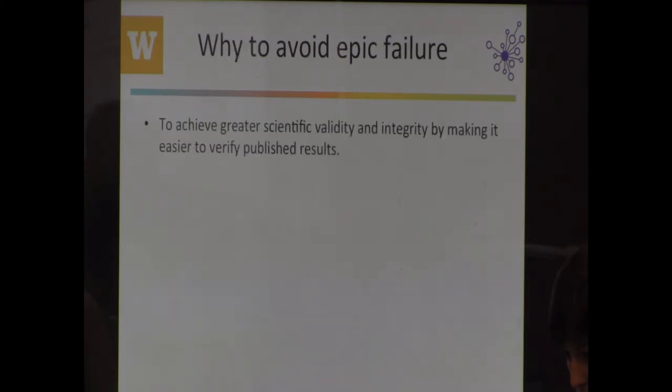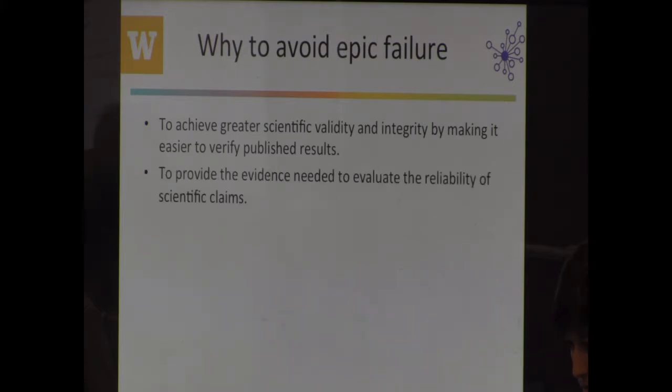Okay. So from a less radical and incendiary way, why we want to avoid it is, of course, this is the basis of science, right? So if we want to achieve scientific validity and integrity, then it has to be reproducible, and we have to be able to reproduce published results, and in fact verify published results. We have to provide evidence so that we can evaluate the reliability of a scientific claim, right?